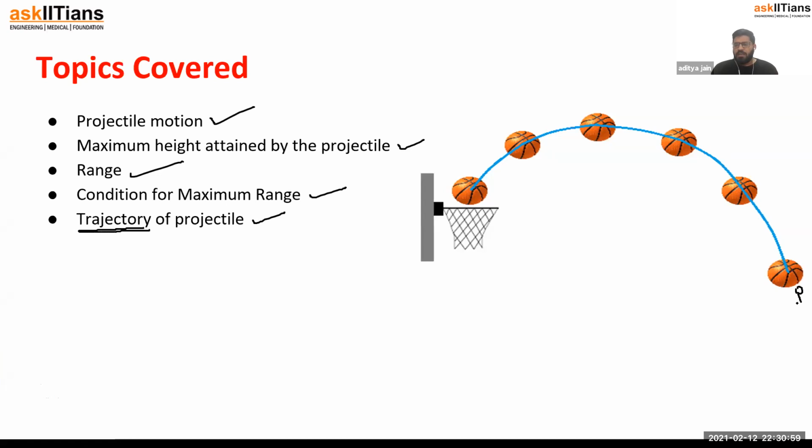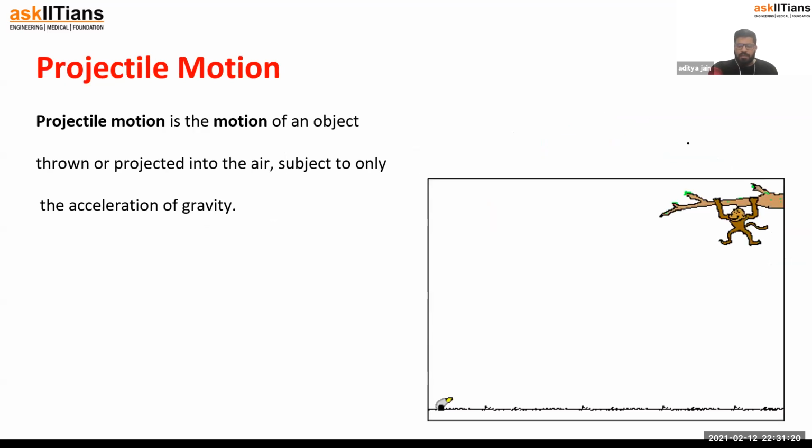If a player is standing here and throws the basketball, the ball will follow this path. As you can see, this is a curved path, which is known as projectile motion, and this is known as the trajectory of that projectile. Whichever path the body takes is the trajectory of that projectile. Now let's see what projectile motion actually is. I already discussed that projectile motion is the motion of an object which is thrown or projected into the air, subjected only to the action of gravity, that is, acceleration due to gravity, and air resistance.